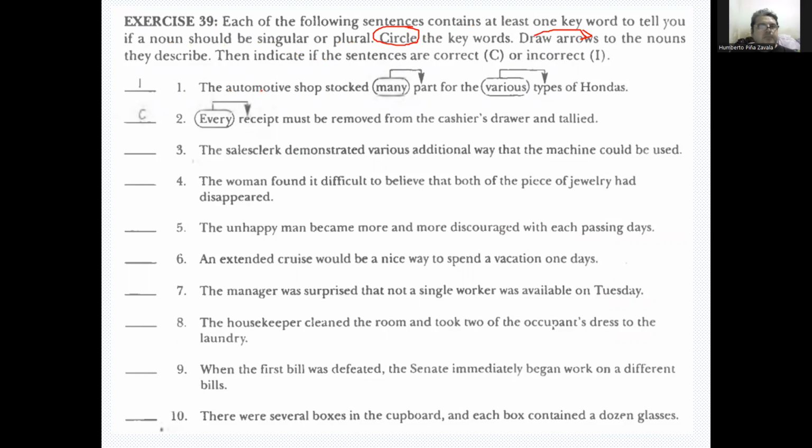For the example, the automobile shop stocked many parts for the various types of Hondas. Okay, so various types is okay, but many is plural and part is singular. So this is incorrect. It should be many parts. Number 2, every receipt must be removed from the cashier drawer and tallied. So this is correct. Every is always singular, receipt singular.